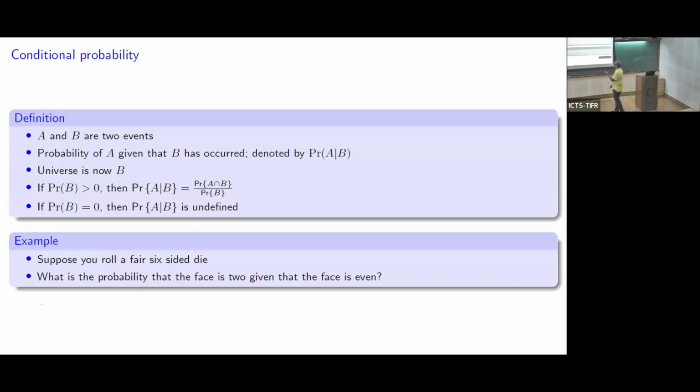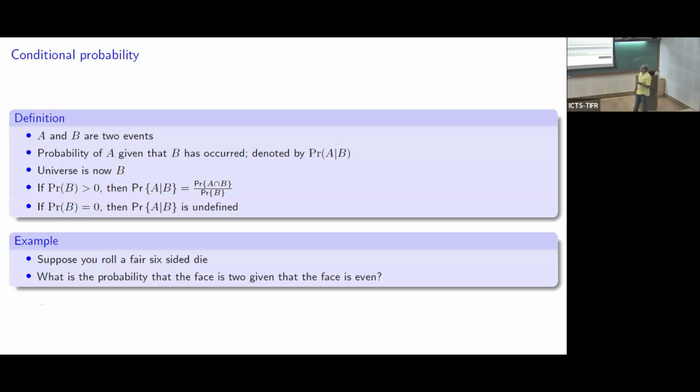What are the events A and B here? A is the event that the face is 2. B is the event that the face is even. So what is the chance that the face is even? 1 by 2, right? You can compute that by looking at the probability of 2, 4, 6, which is 1 by 6 plus 1 by 6 plus 1 by 6. So that is half.